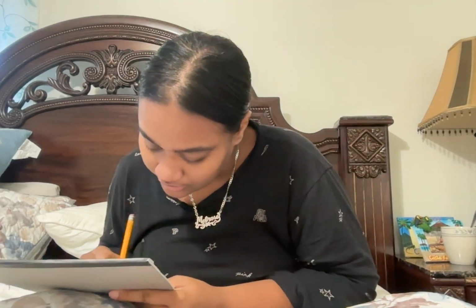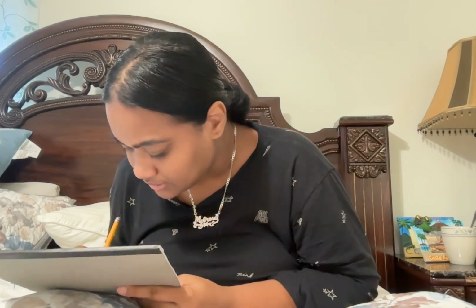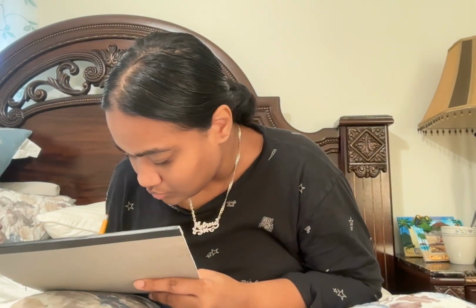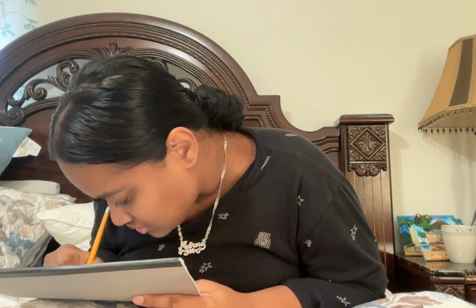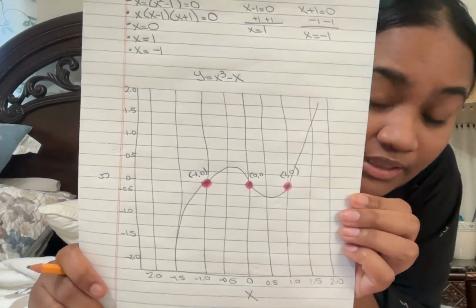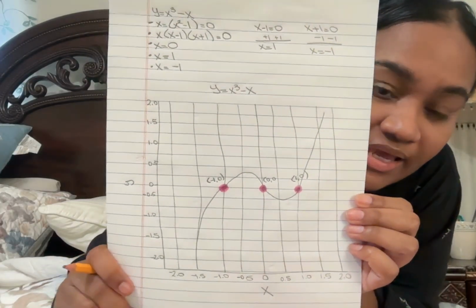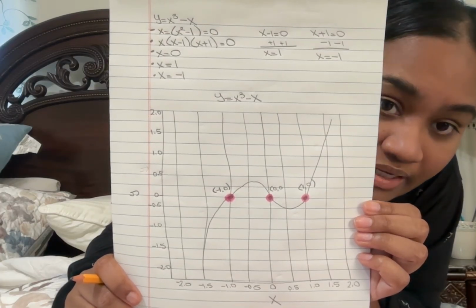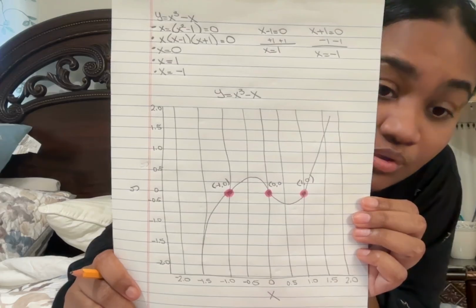Okay, so I'm going to highlight the points for you, and I'm also going to label the points. This will be negative 1, 0. This will be 0, 0. And then this will be 1, 0. Okay, so this is what the graph would look like. As you can tell, we labeled the points for x equals 1 and x equals negative 1, as well as x equals 0.